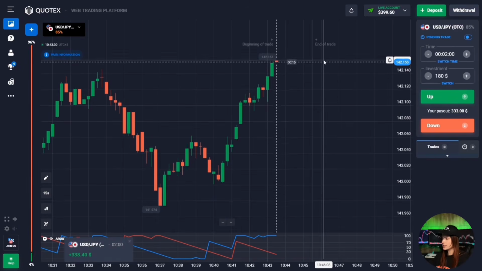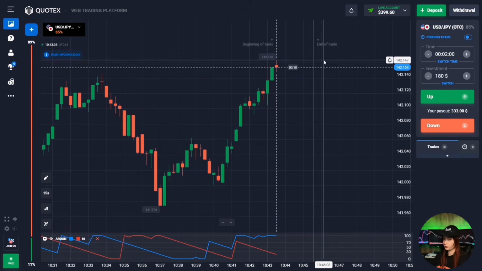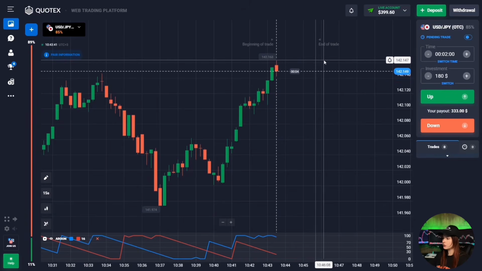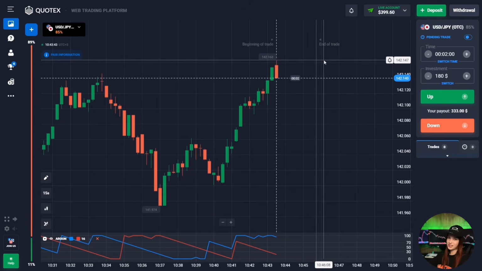Not bad. As you can see, the price is showing strong growth and this deal brought us solid profit. Once again, the indicator proved accurate and pointed us to an excellent entry point. So guys, let's continue our trading session.